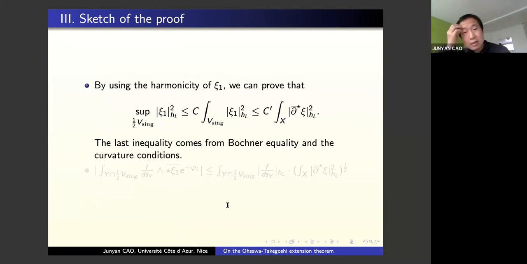So by using harmonicity, we know that the C0 norm of C1 is in fact controlled by the L2 norm of C1. And recall that the curvature of H is larger than some constant times the conic metric over Y. So by the Bochner inequality, we know that the L2 norm of C1 is controlled by the L2 norm of d-bar stack C. So therefore, the C0 norm of C1 over V is in fact controlled by the L2 norm of d-bar C.